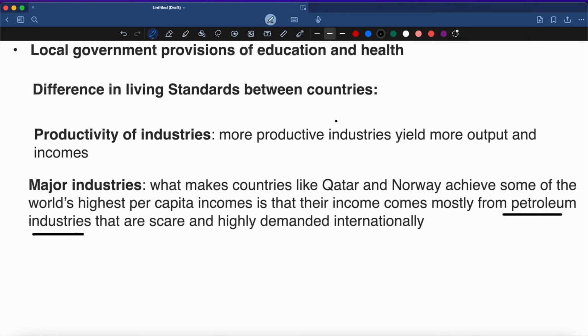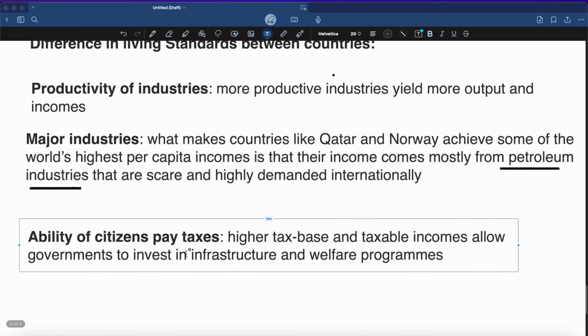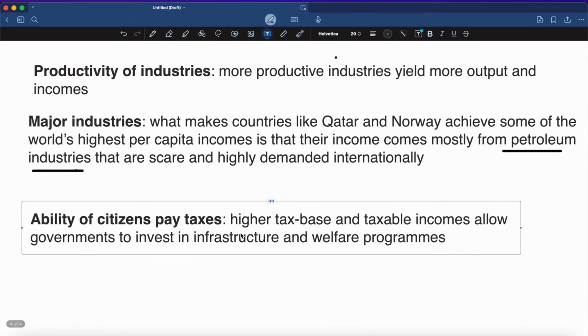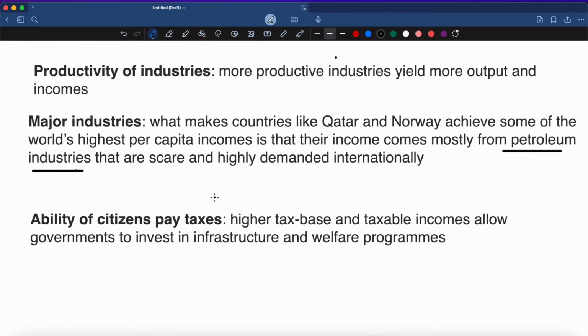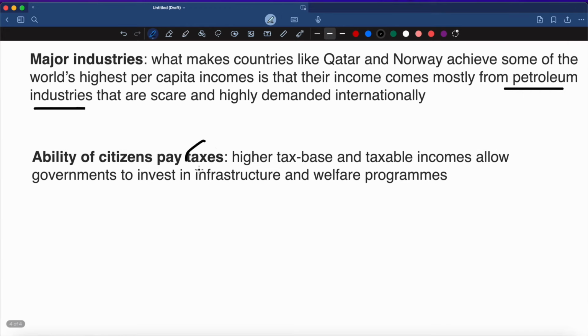The next reason for a difference is the ability of citizens to pay taxes, which simply means that some countries ask for a lot of tax. Usually developed countries ask for a lot of tax, and the reason is that if I have a lot of tax, the government can use this tax money to invest in the infrastructure of the economy.